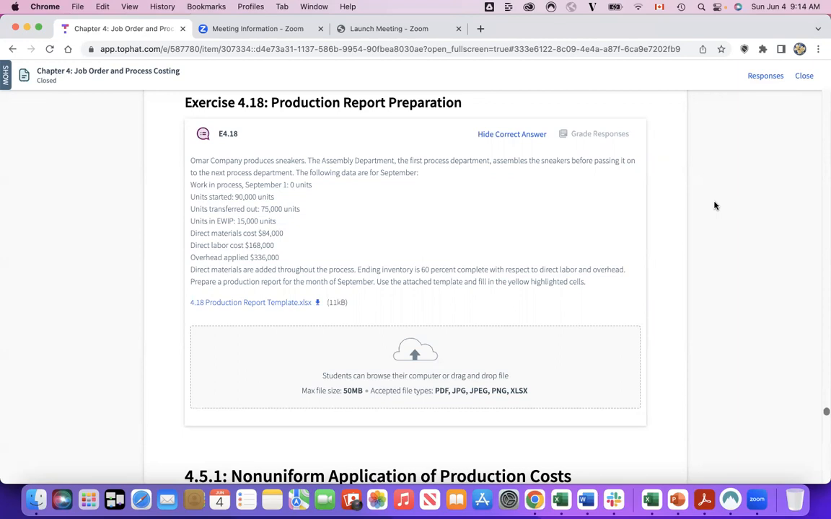Costs incurred during the month: direct materials of 84,000, direct labor of 168,000, overhead applied was 336,000. Direct materials are added throughout the process. Ending inventory is 60% complete with respect to direct labor and overhead. Prepare a production report for the month of September using the attached template.